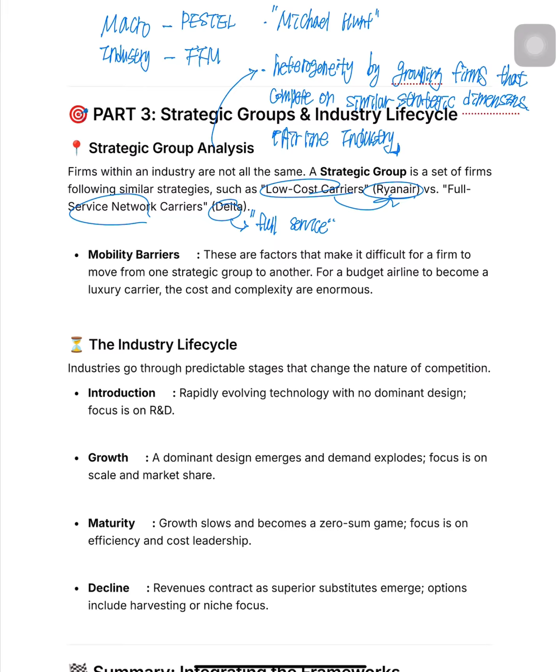Now, you might also identify additional strategic groups within the airline industry: maybe ultra low cost carriers that make Ryanair look lavish, regional carriers that feed passengers into major hubs, cargo-focused airlines, luxury niche carriers like Singapore Airlines that compete primarily on service quality. Each of these represents a cluster of firms that have made broadly similar strategic choices.